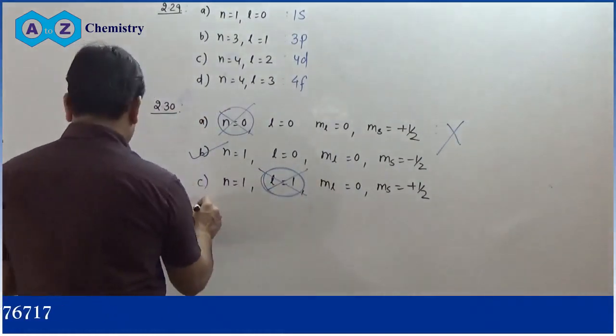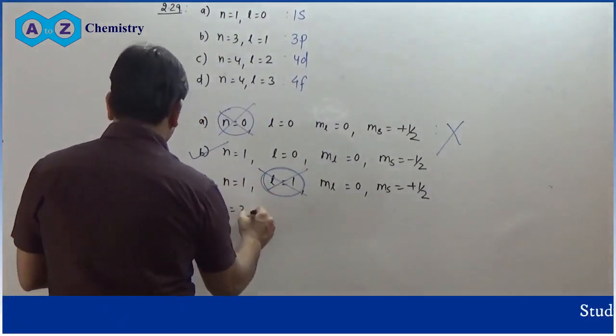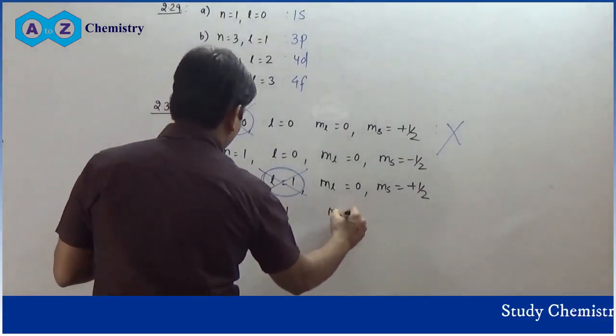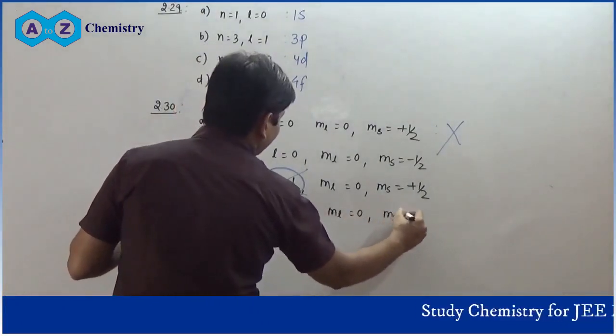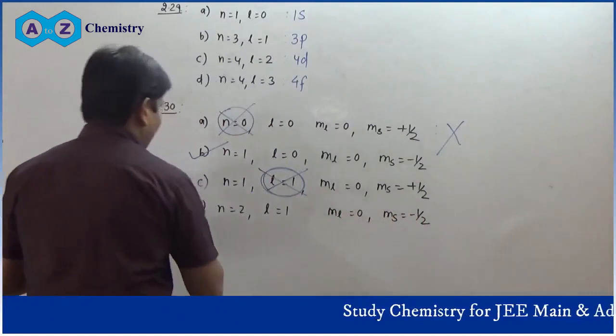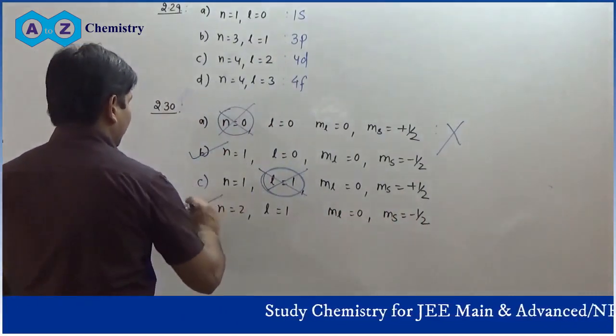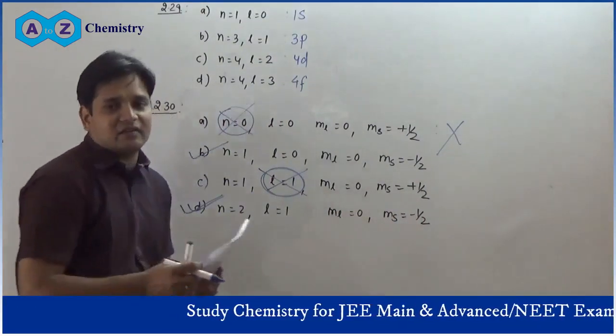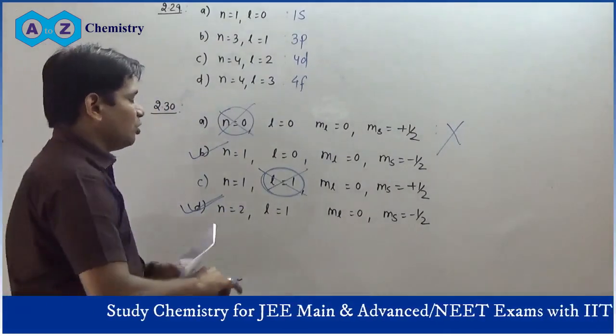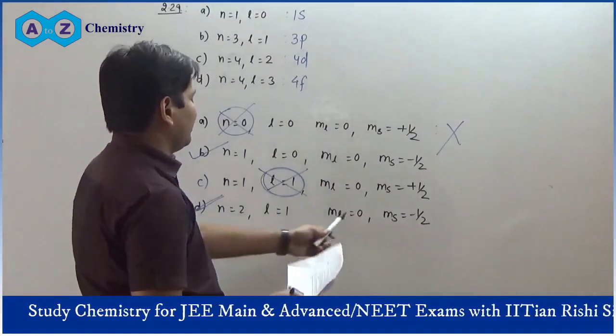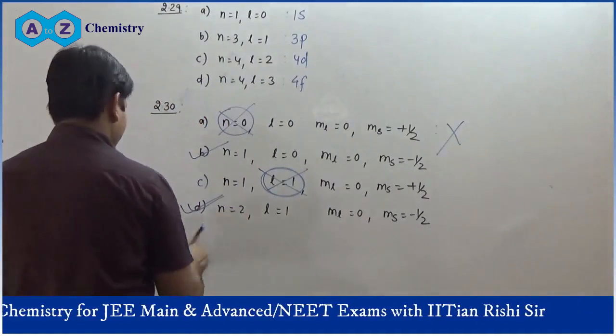D part is n equal to 2, l equal to 1, ml equal to 0 and ms equal to minus half. This is possible because nothing is wrong here. For n equal to 2, l can take values 0 and 1. So 0 and 1 are allowed, and ml can take the value 0.